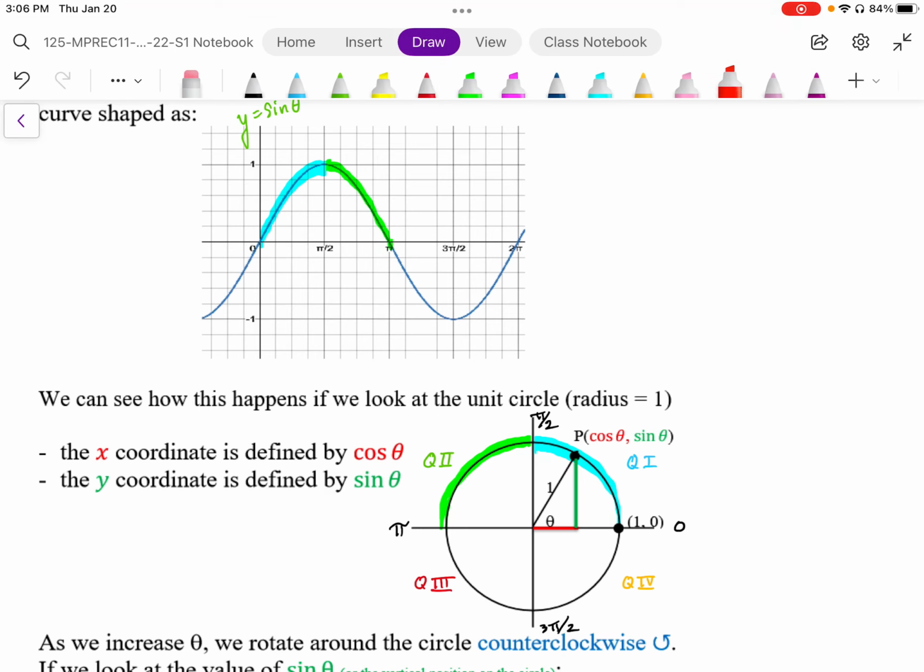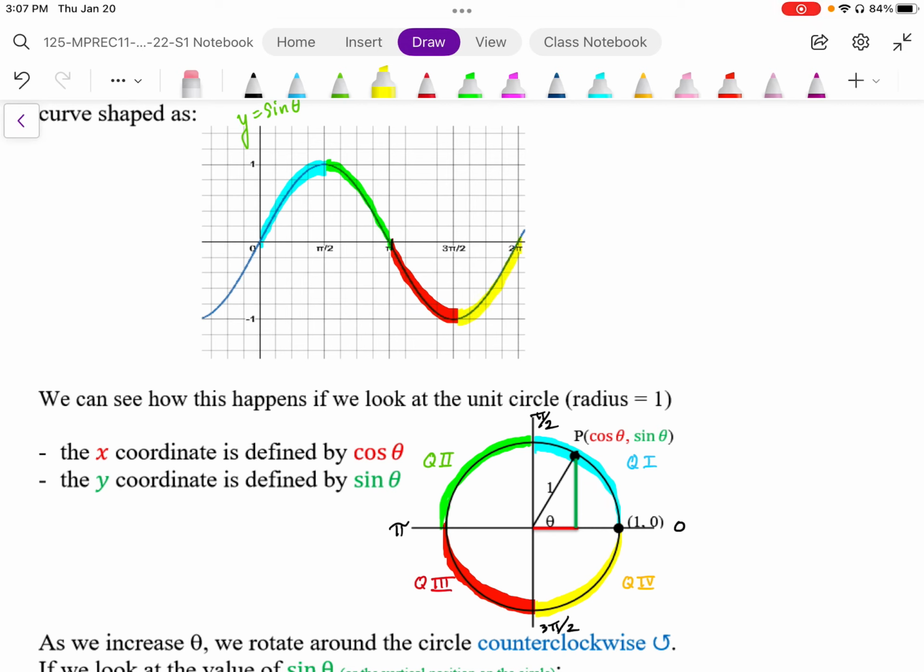As we go through quadrant 3 now, we're starting at 0, and as we rotate, the y-coordinate is becoming more and more negative all the way till we hit 270 degrees or 3 pi over 2. So that's what's happening in the function as well. We start at 0, and as we rotate, we're going down further all the way down to negative 1. And then going through quadrant 4, the y-coordinate is increasing all the way back to 0. So on my graph, the y-coordinate is increasing all the way back to 0.